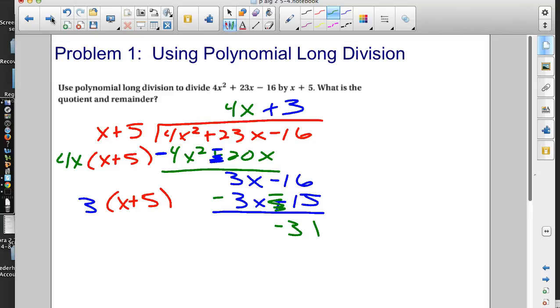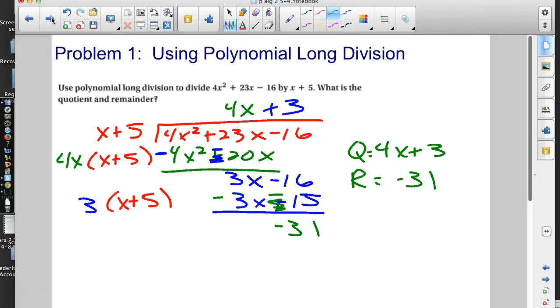No, that's what they were talking about where you're paying attention to the powers, you know. We needed at least an x to the first so that we could divide x to the first into it. So it's like, okay, how do we write this? Well, they wanted to know the quotient. So the quotient is the 4x plus 3. And our remainder is negative 31.